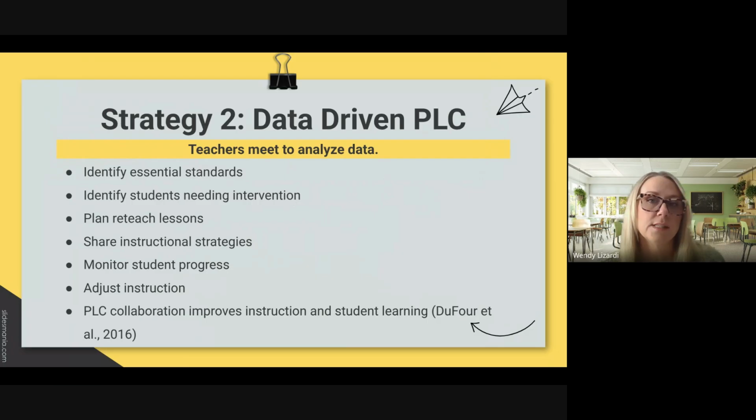Strategy 2 is that data-driven PLC piece. So nobody's working on an island. We're going to work together to identify essential standards and identify the students that need intervention to reach those standards. We're going to plan the reteach lessons together, share instructional strategies that are working, and continue to monitor the progress and adjust instruction. So let's look at the next slide.